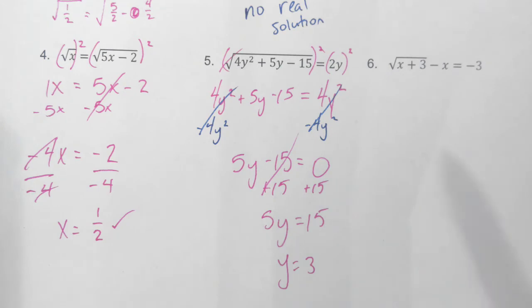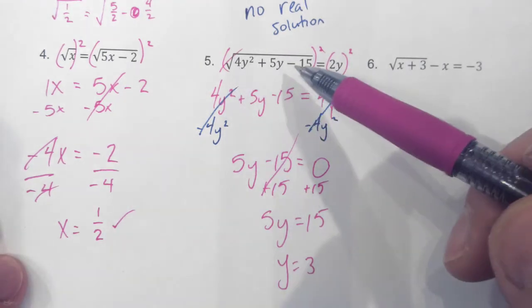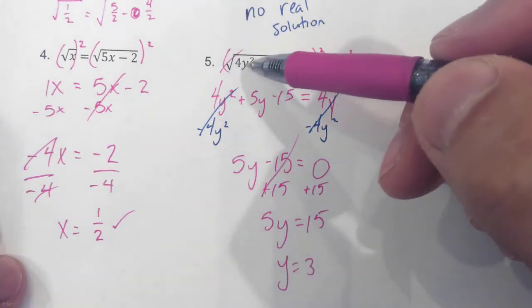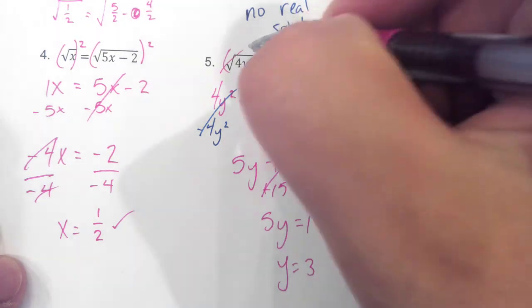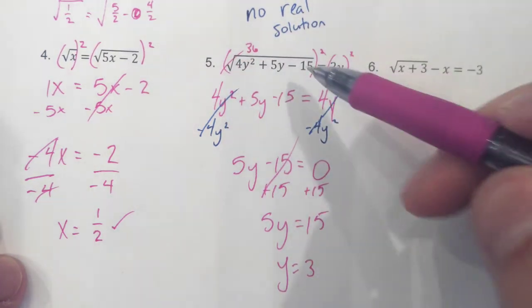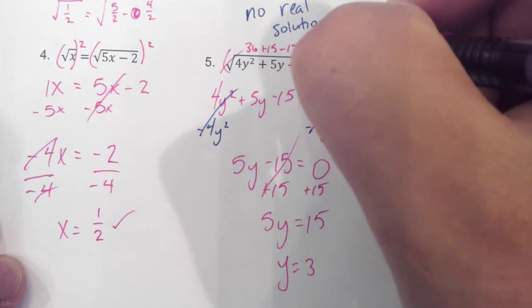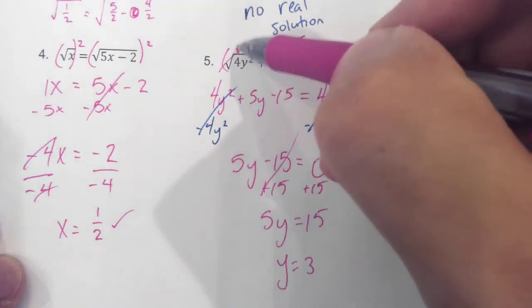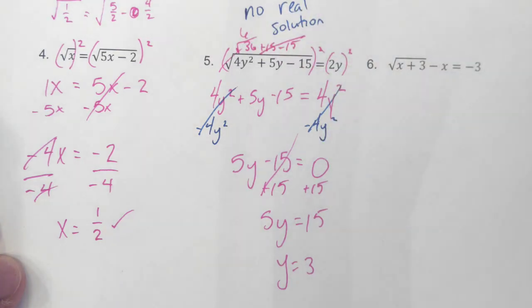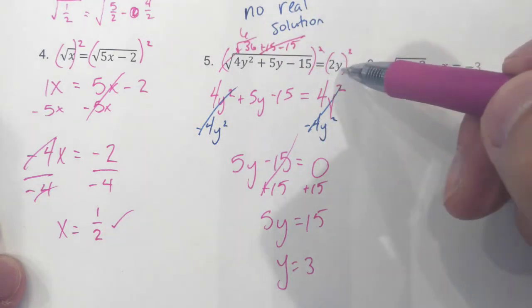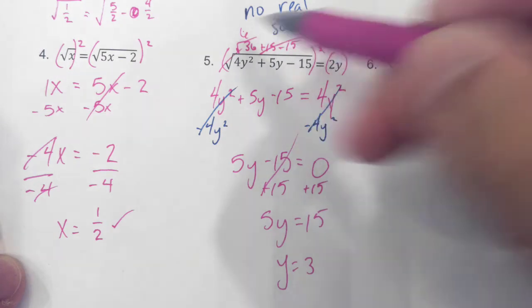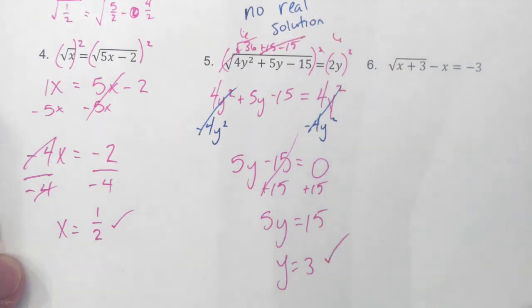Okay, now let's go back and plug it in. All right, you're going to have to follow along here. I'm going to do some mental math. 3 squared is 9. 9 times 4 is 36. I'll write that down. 5 times 3 is 15. And then minus 15. So those would cancel each other out. So I have the square root of 36, which is 6, right? On the right side, 2 times 3 is 6. Does 6 equal 6? Yes, it does. This answer checked.